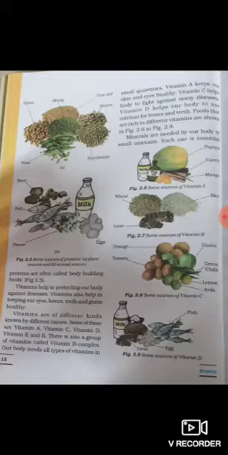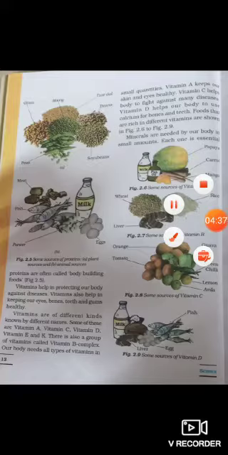Vitamin A keeps our skin and eyes healthy. Vitamin C helps our body to fight against many diseases. Vitamin D helps our body to use calcium for bones and teeth. Foods that are rich in different vitamins are shown in figure 2.6 to figure 2.9.